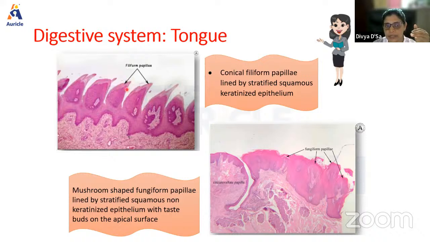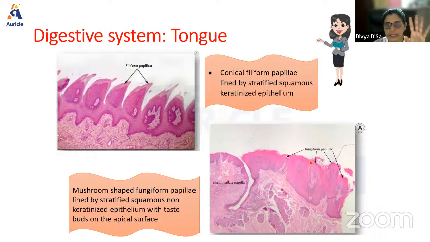It is covered by keratin. It doesn't have taste buds, so it is covered by the keratin. Whereas when we see the fungiform, it is non-keratinized. This is not covered by keratin, and we see the taste buds on its surface. So that is the difference between filiform and fungiform.